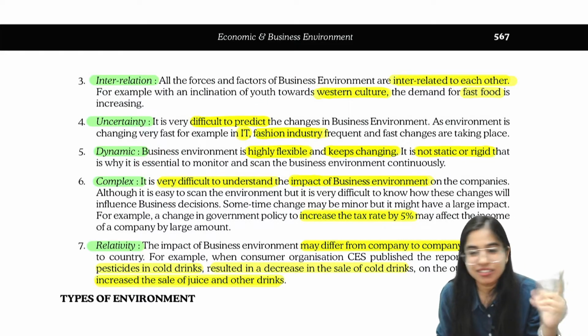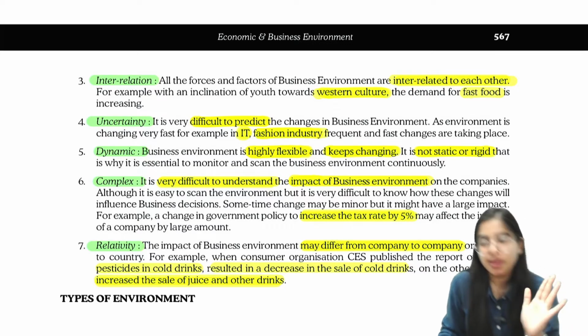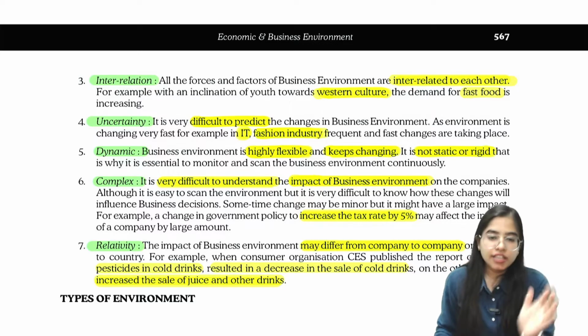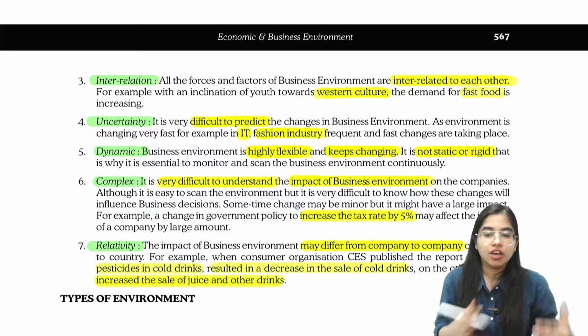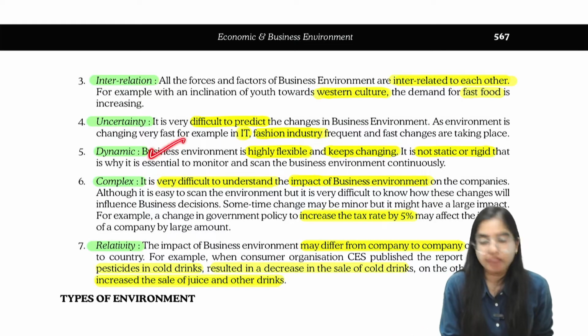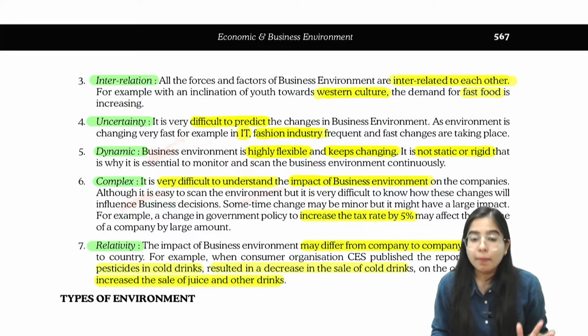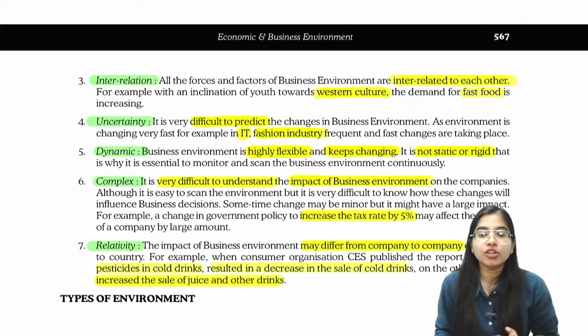Dynamic means it keeps on changing. It's never the same. Law keeps on changing. Political parties keep on changing. The environment is very dynamic. Complex means it is very difficult to understand.